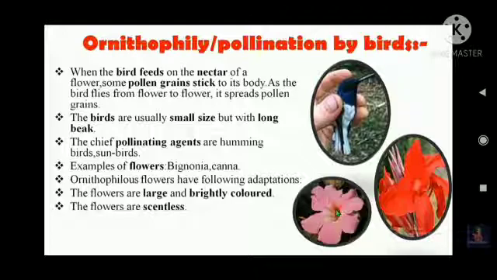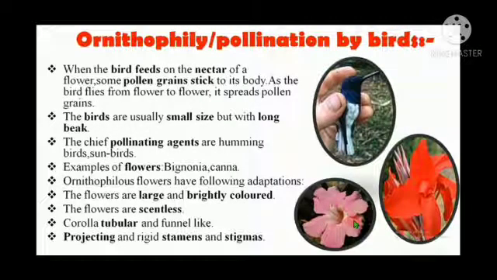Ornithophilous flowers have the following adaptations. First, the flowers are large and brightly colored or produce abundant nectar for the attraction of birds. The pollen grains are produced in large quantities so as to ensure the process of pollination, and the flowers are scentless, the floral parts are leathery, and the corolla is funnel shaped.